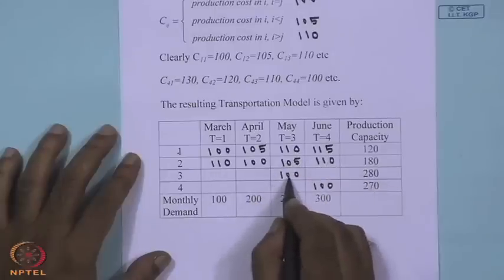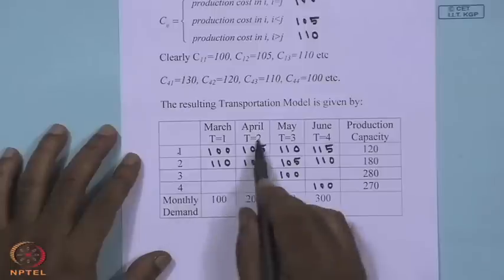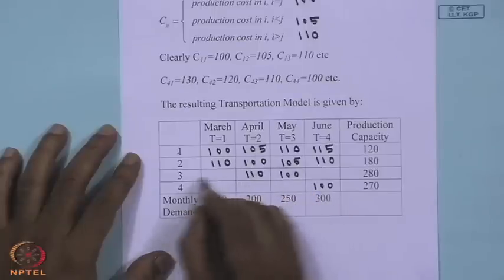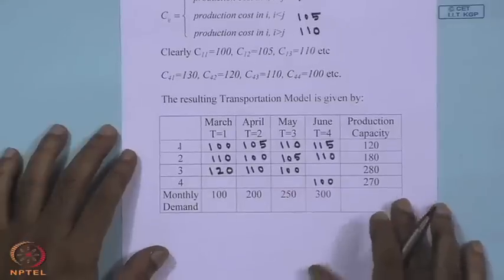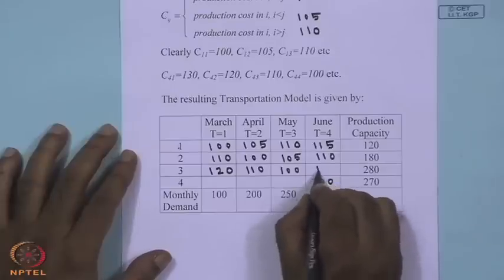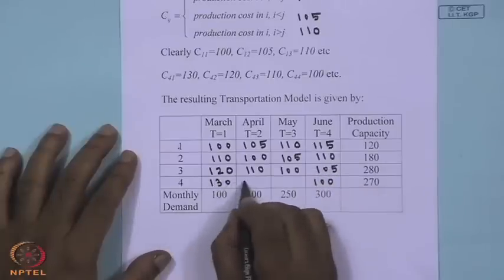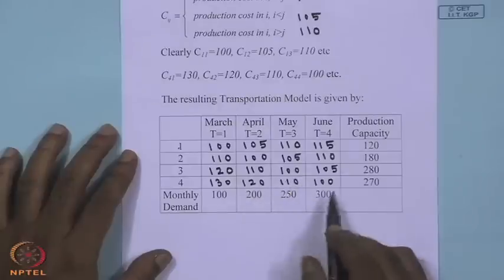Similarly, here if you see 32, i is greater than j, so instead of 100 it would be 110. Before that, for month 1, 10 rupees extra will be added, so 120 will come, and here it is 105. And in the same way, if you calculate, it will be 130, 120, 110 and 100.